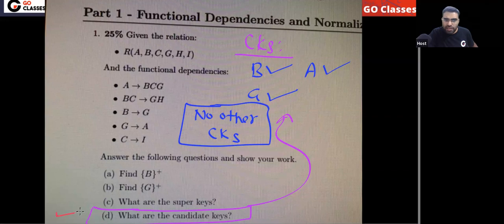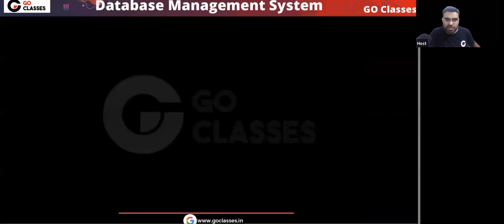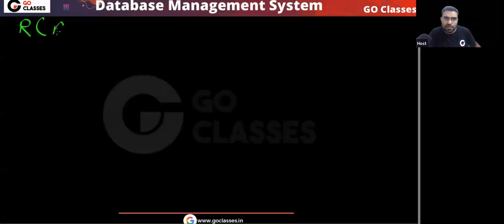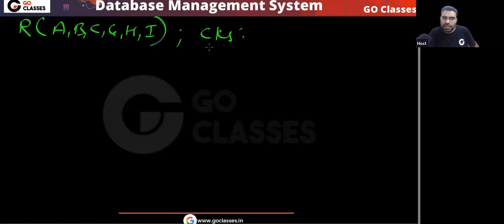Now, once you have all the candidate keys, you can find the super keys very easily. Yes or no? Once you have all the candidate keys, how will you find all the super keys? Remember, this is your relation. In this relation, you have A, B, C, G, H, I. And here you got these candidate keys.